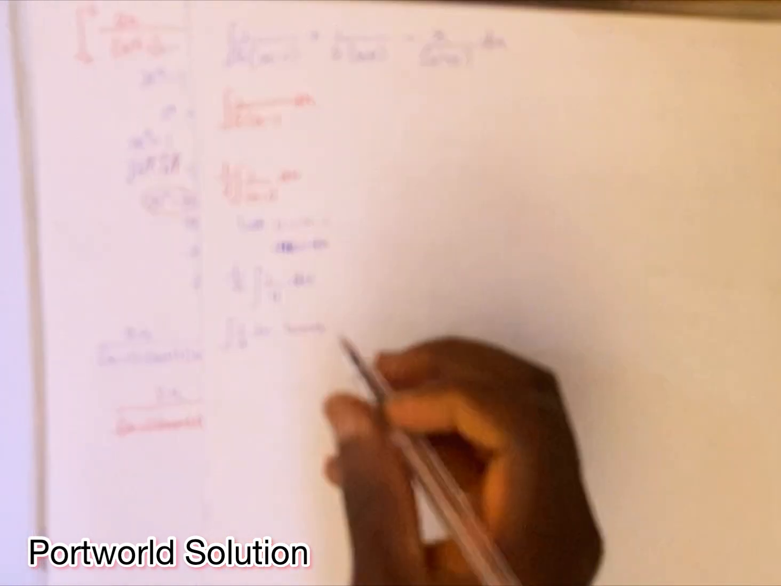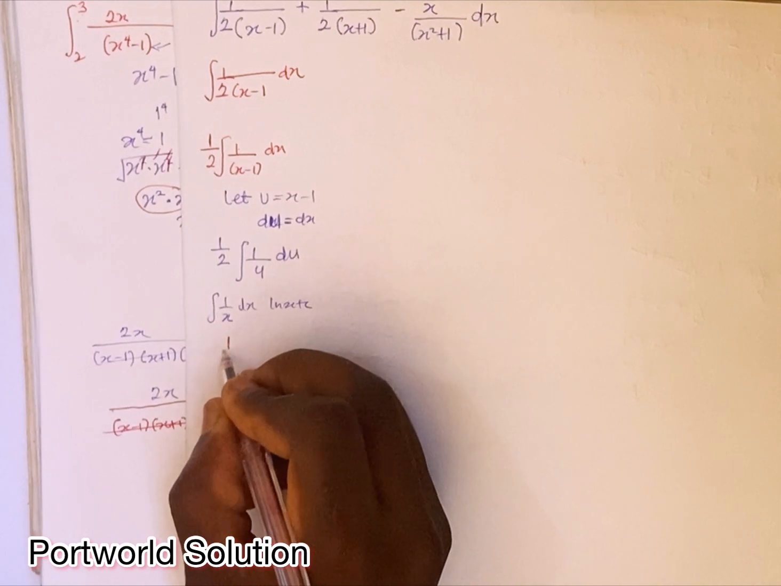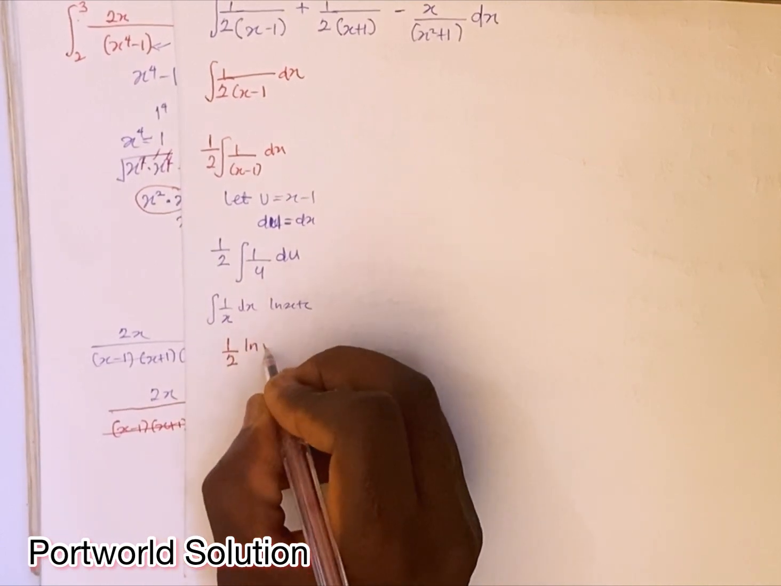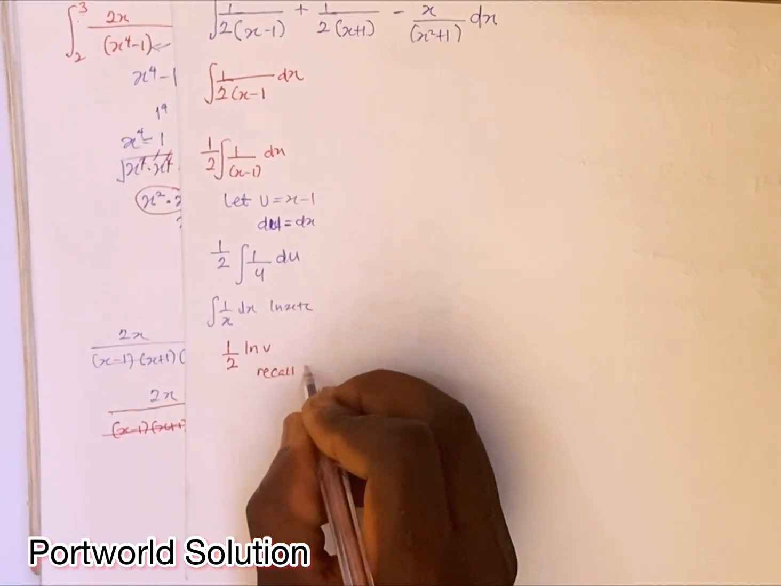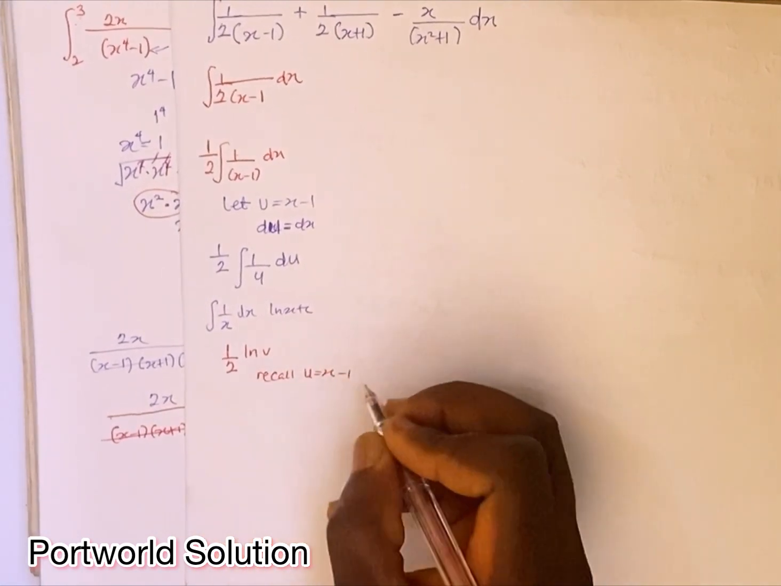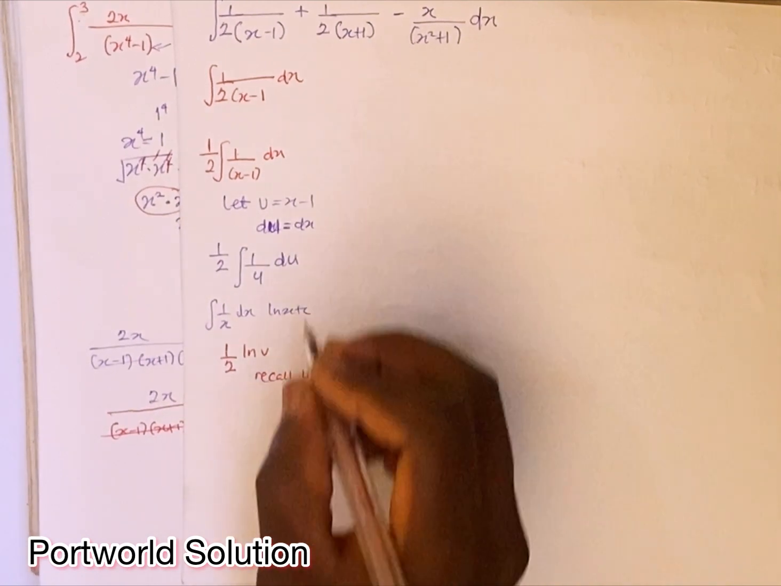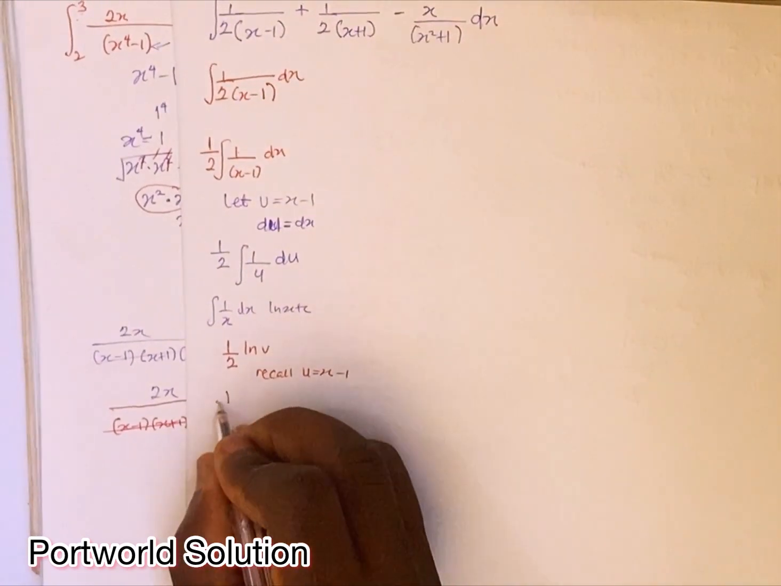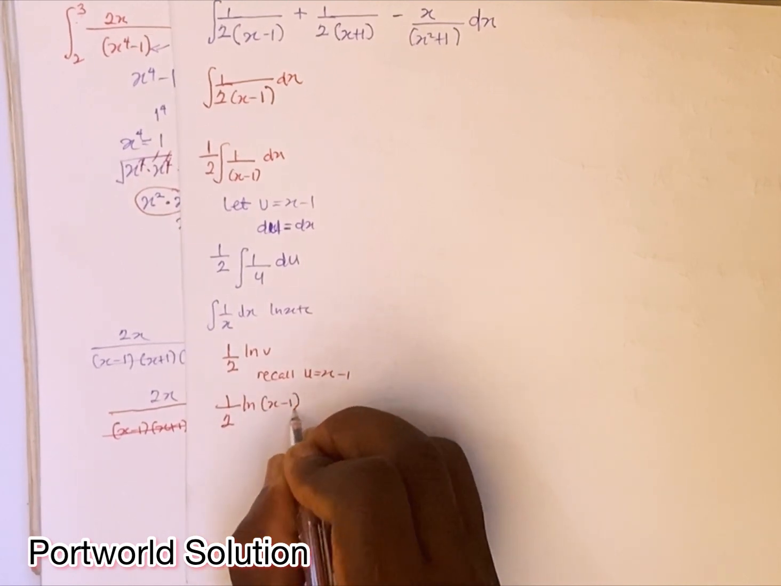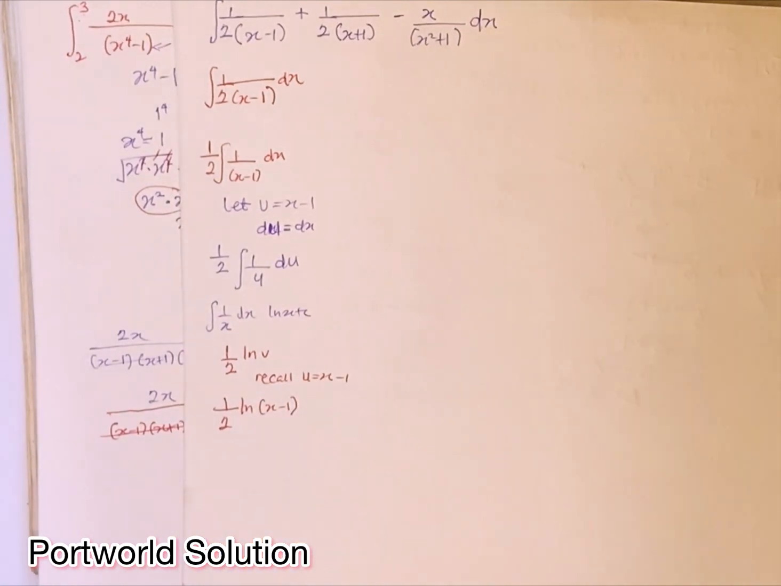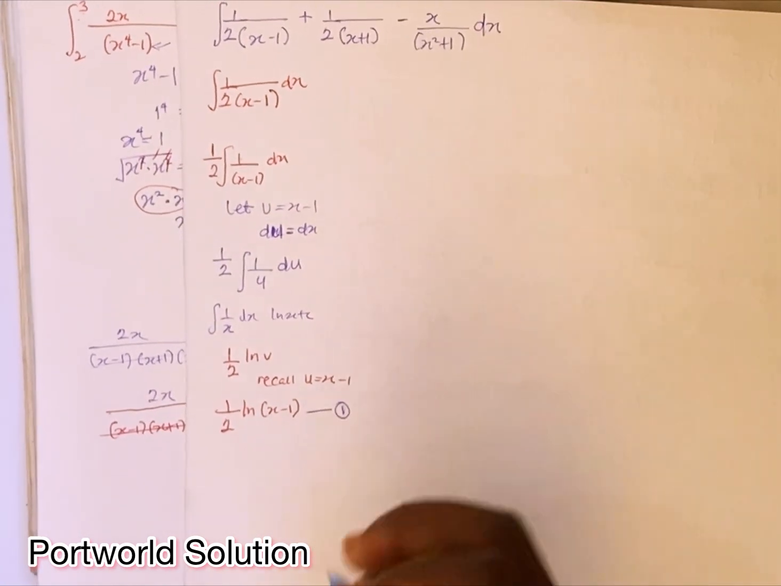So here I'm going to have 1 over 2 ln u, or you say log u. Then you can recall your u equals x minus 1, right? So I'm going to have 1 over 2 natural log of x minus 1. Then am I going to add plus c? No, don't add plus c, because I'm actually integrating with limits. You understand that? So I'm going to evaluate it later. So let me call this my first one, which is equation 1.